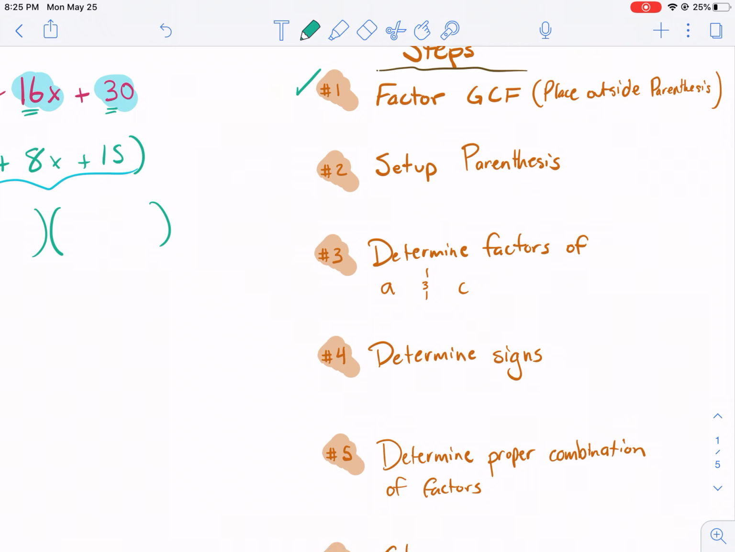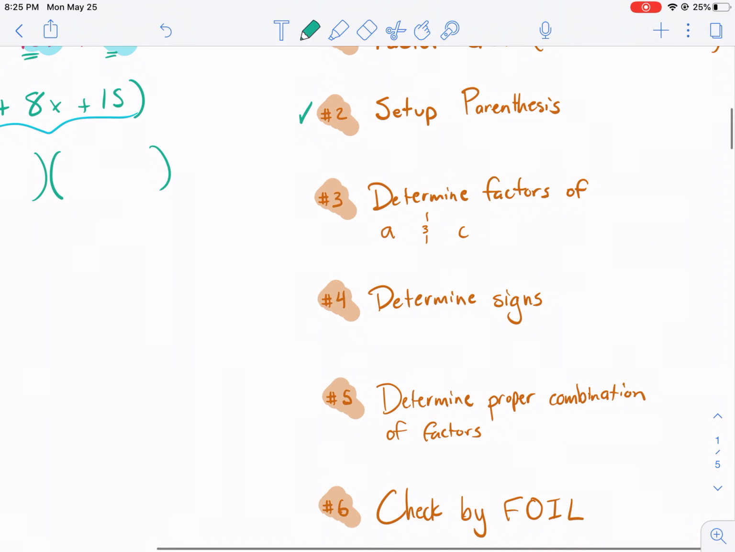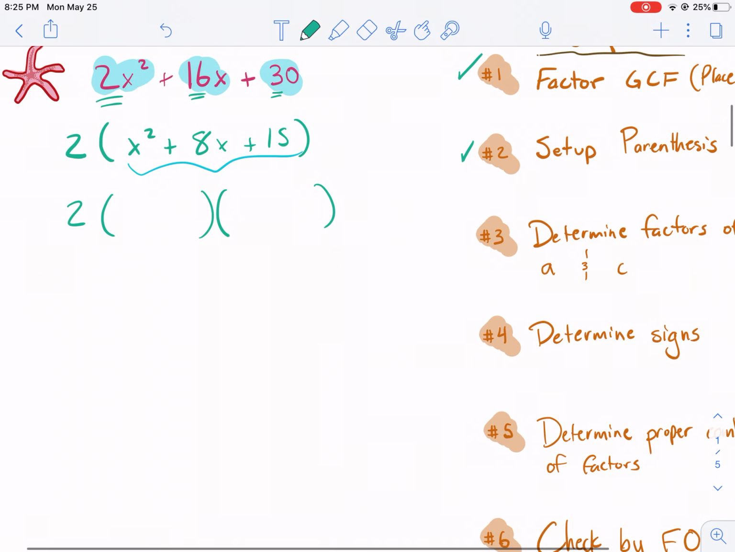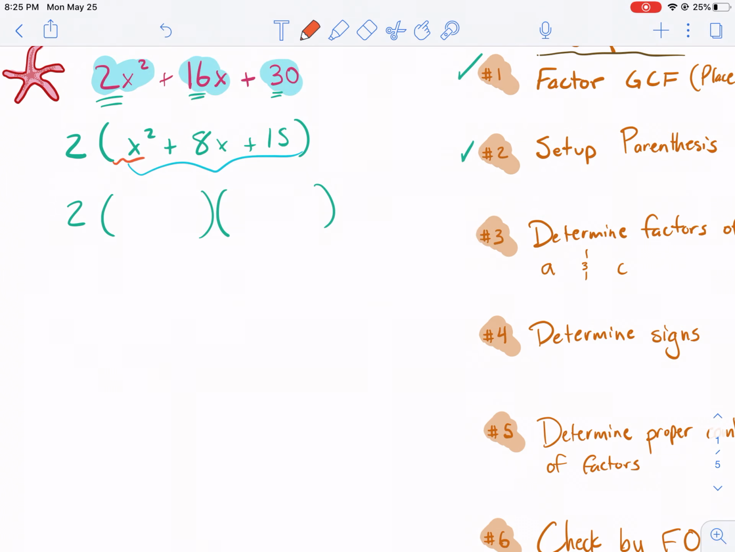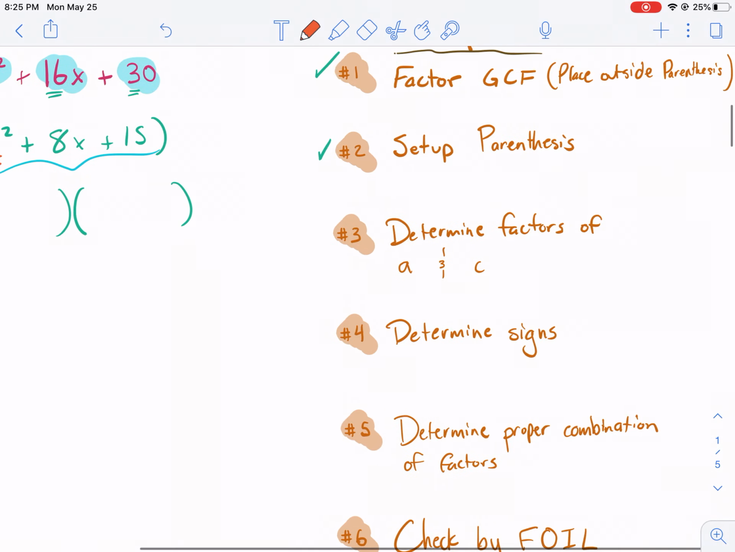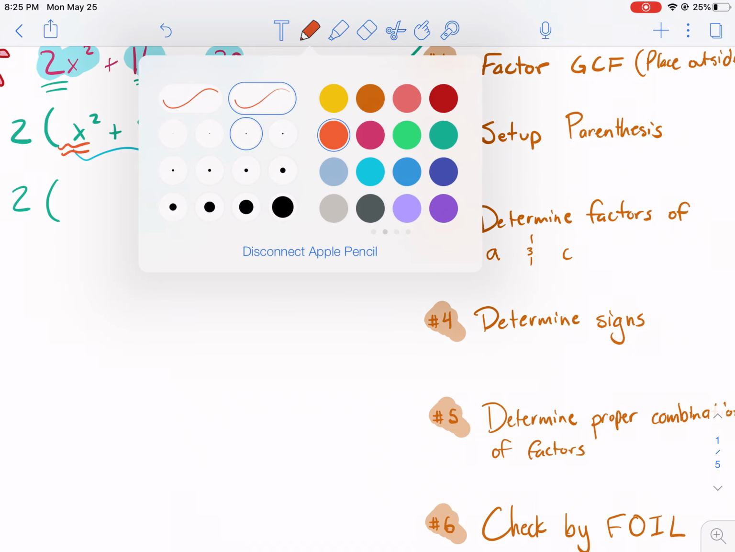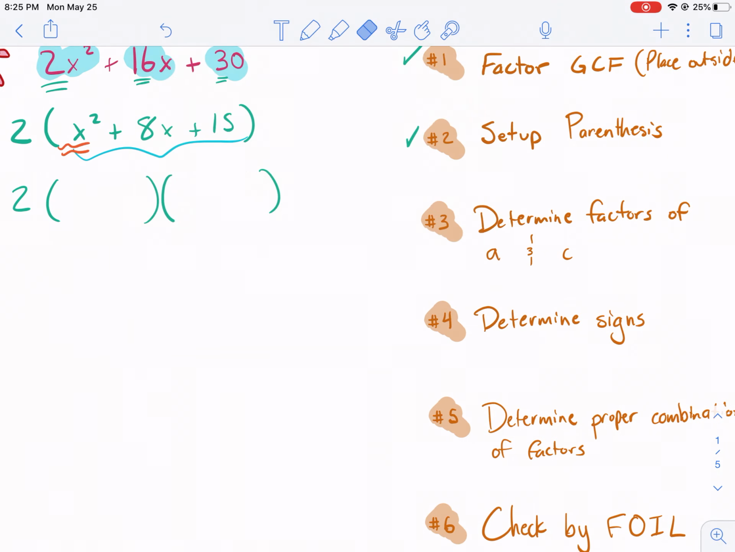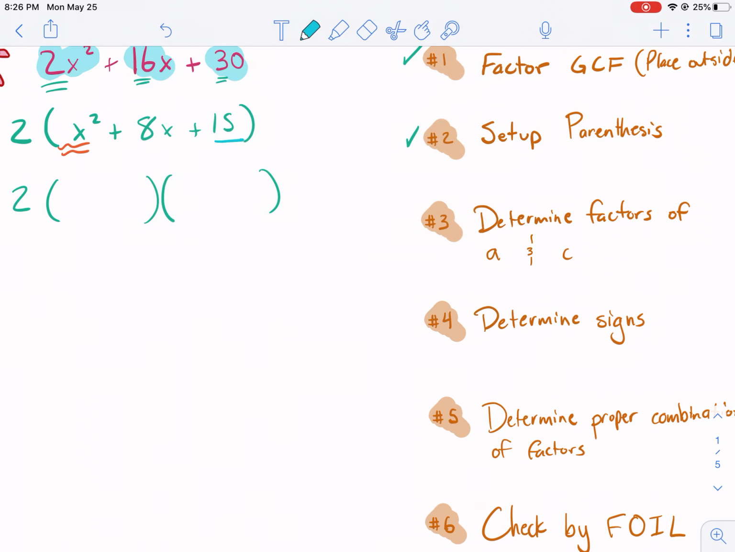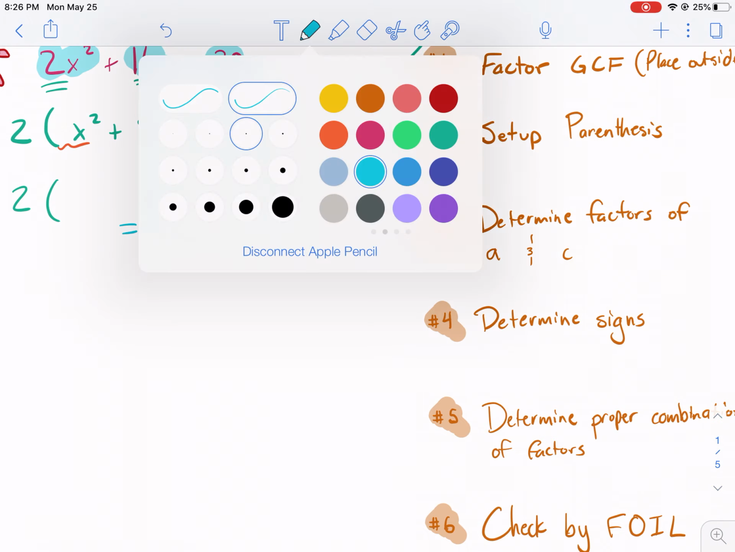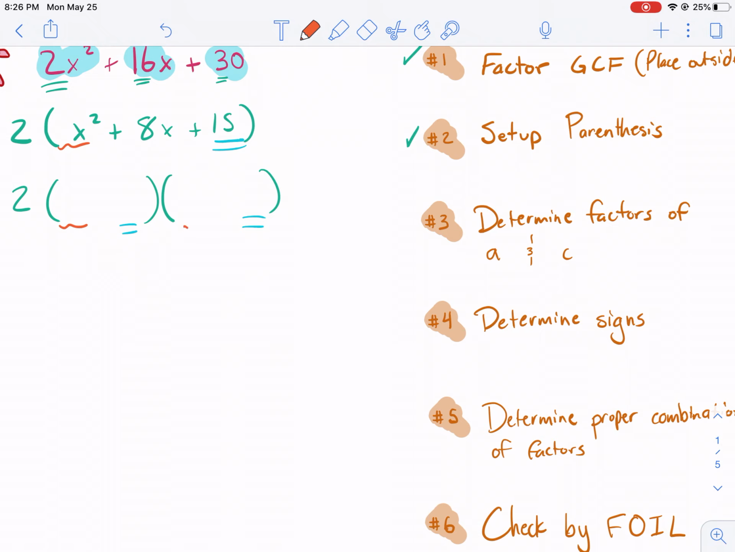Check. Check. That's better. Okay. Determine factors of A and C. A is the coefficient in front of x squared, and C is this last term. Let me change this to blue. I'm going to make this two straight lines. There we go. So our factors of 15 go here, and our factors of x squared go here in the first slot.